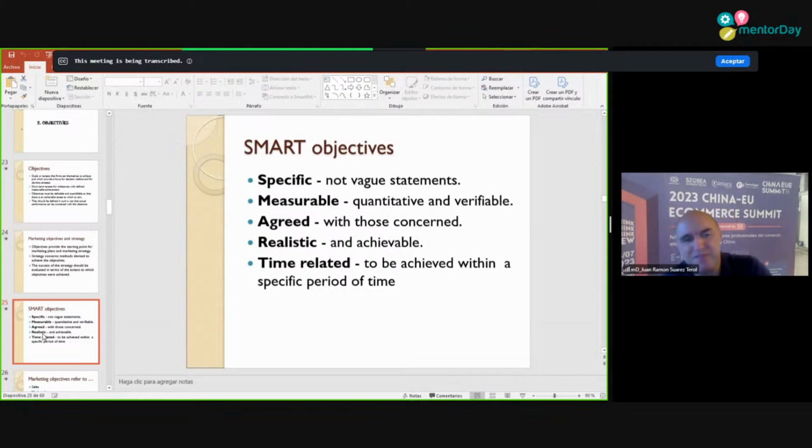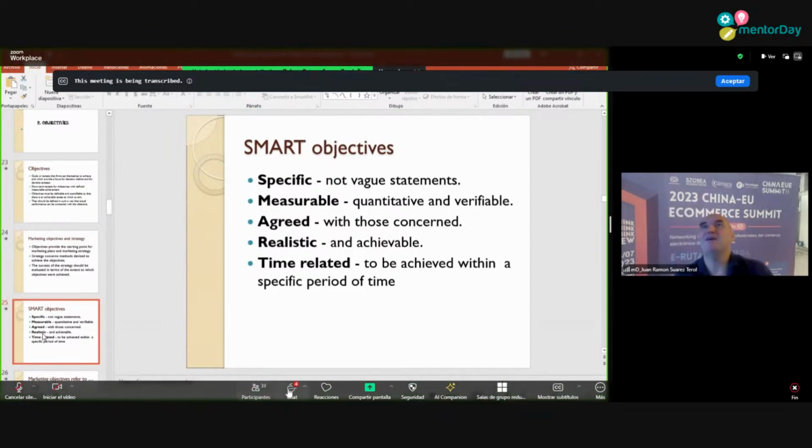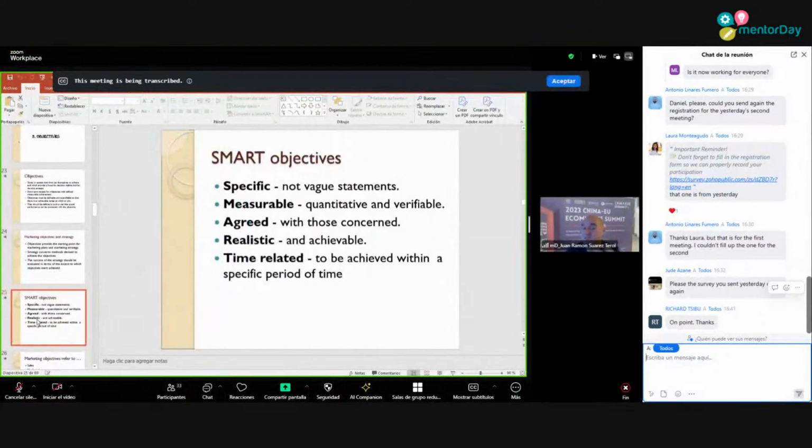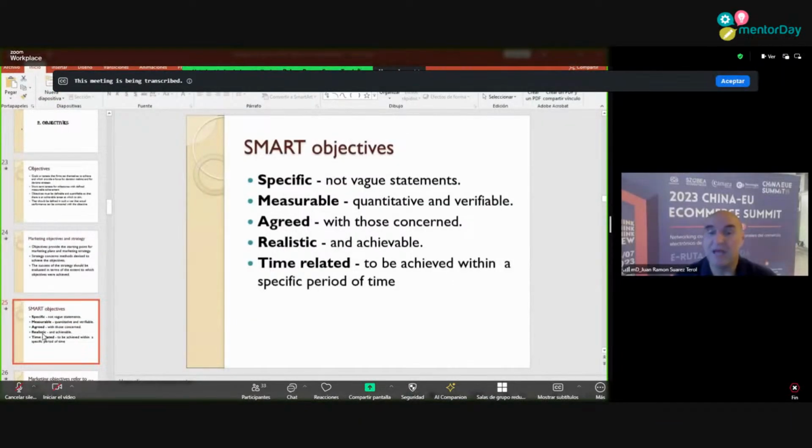It could be specific. If you can give me 30,000 followers, it is a very specific objective. I don't know if it's going to be financially rewarded at some point, but it's measurable, it's agreed by your company. It could be realistic, I don't know, probably, and it's time related because it's going to be for 2025. Okay, so Santiago, do you think your objectives are smart?